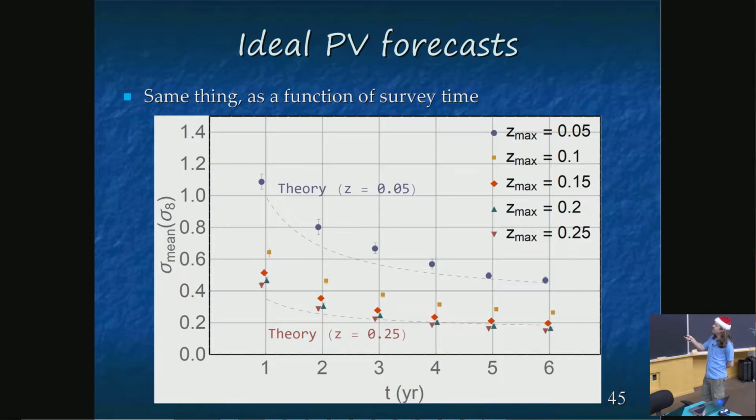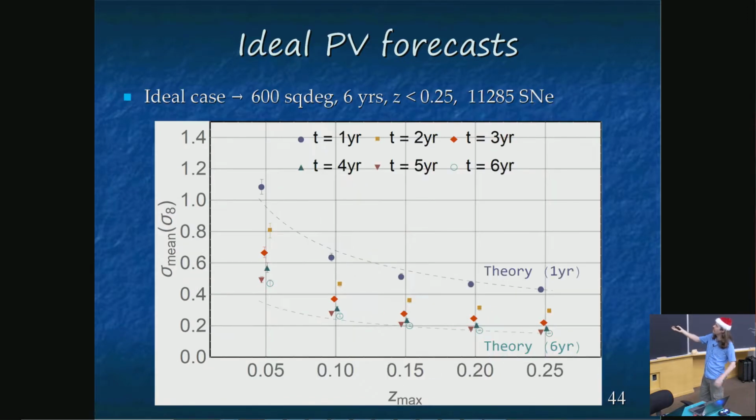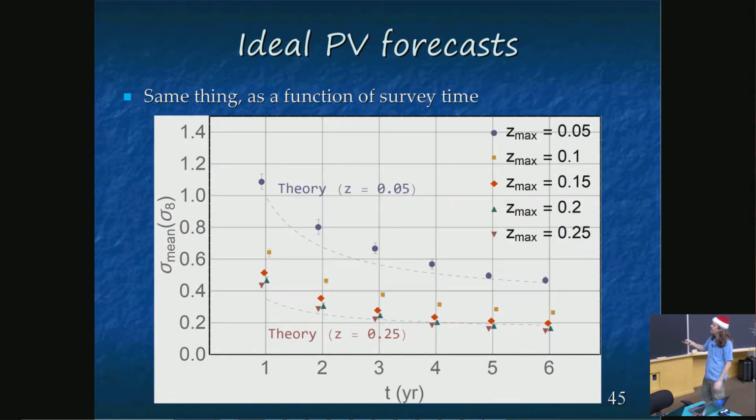You can also see how it goes in time. So you improve a lot from 1 to 6 years in the ideal case. Again, this is the Fisher matrix for the 0.05 bins, and the Fisher matrix for 0.25 in redshift. This is the same information, just plotted in a different way, here and here. And you see it's still okay, it's still 0.2 error in sigma 8 with only 600 square degrees, ideally.